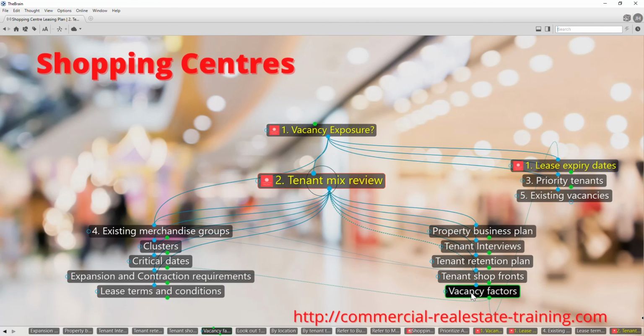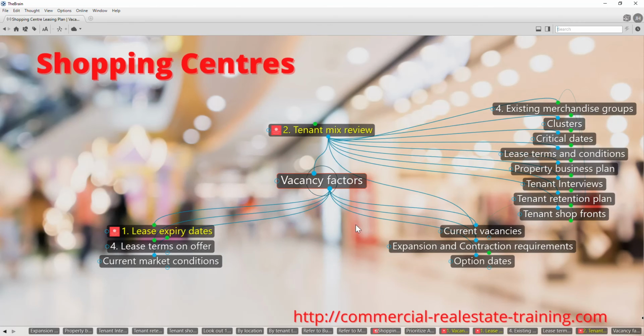So, vacancy factors. When you look at vacancy factors in your location, for example, you've got a number of things to think about. You would look at the competing properties, of course. You look at the lease terms on offer that you can provide to tenants to keep them. You look at the current market conditions, current vacancies that you know about, and also how you need to expand, relocate, or contract certain tenants for certain reasons. And then you've got your option dates. So they are the vacancy factors I would always look at.